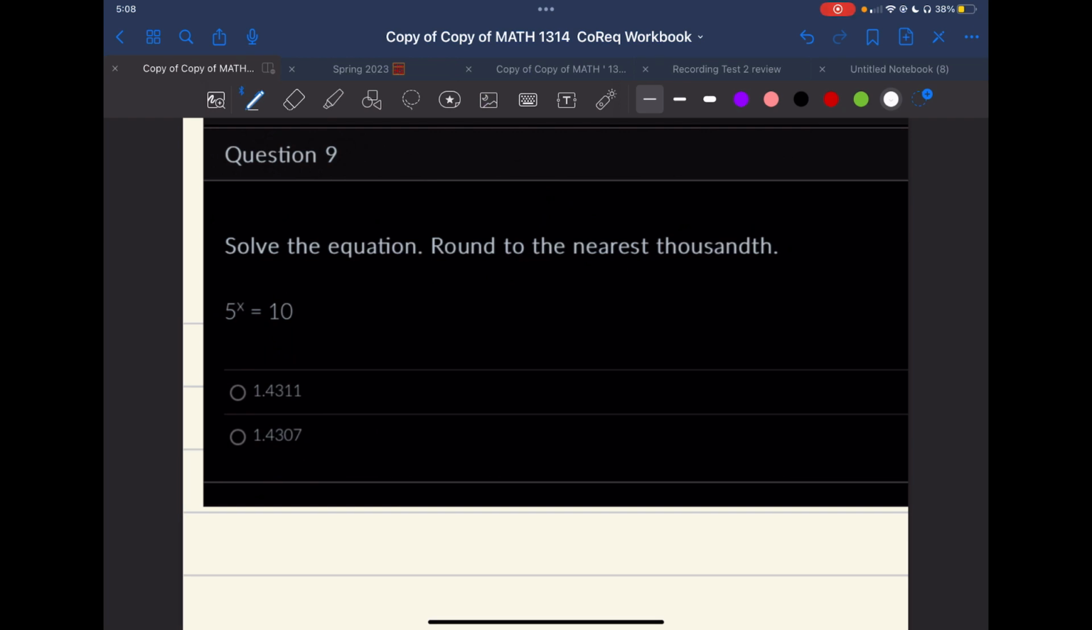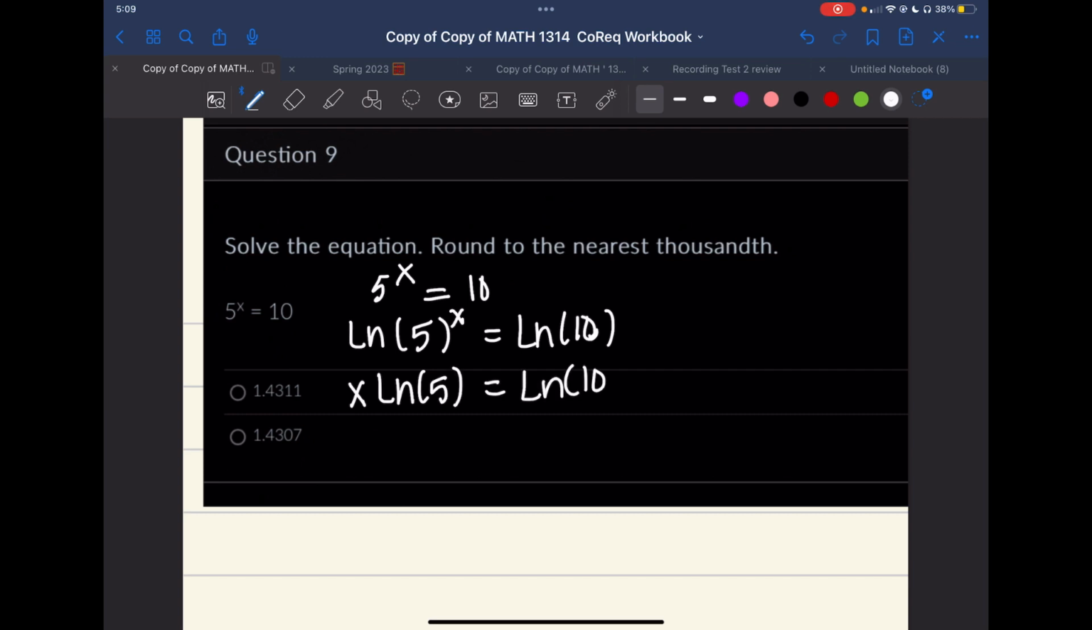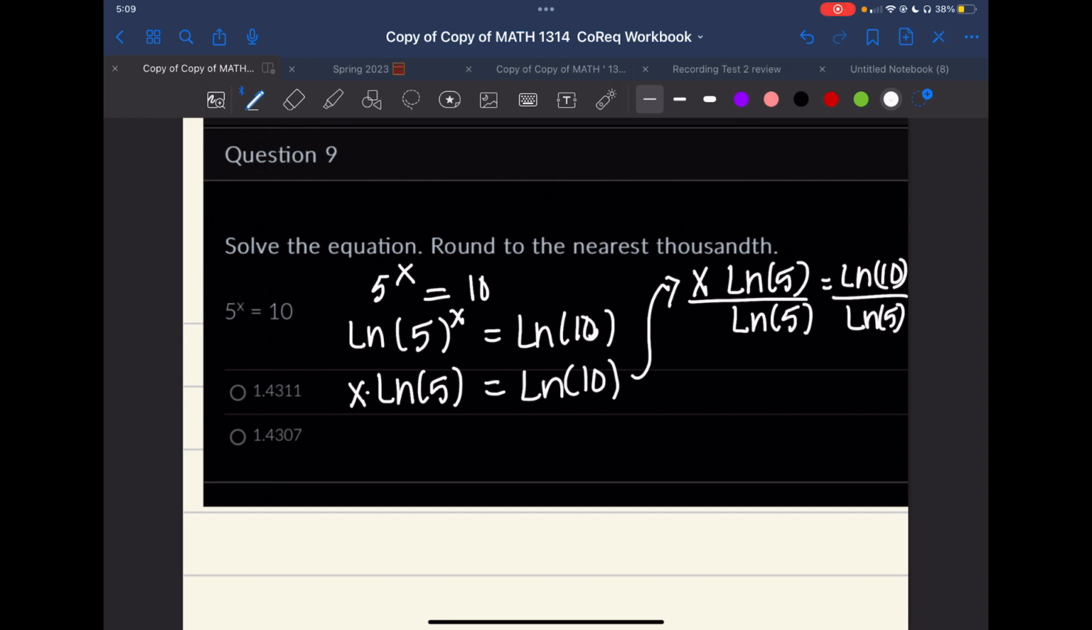Next, solve the equation and round to the nearest thousandth. So I get 5 raised to the x equals 10. So I take the ln of both sides. I bring the x out in front as a multiplier. So that x is being multiplied by the ln of 5, so I divide both sides by the ln of 5. Remember that the ln of 5 is an exact solution. So then x equals ln of 10 divided by ln of 5. So my answer is the second one.